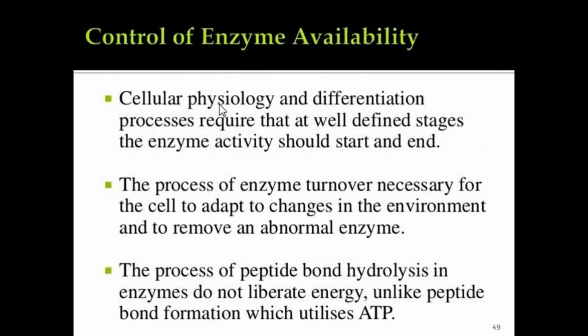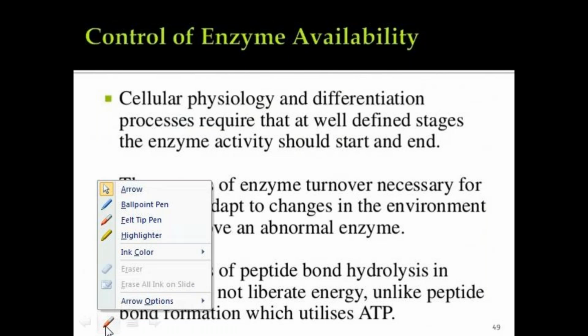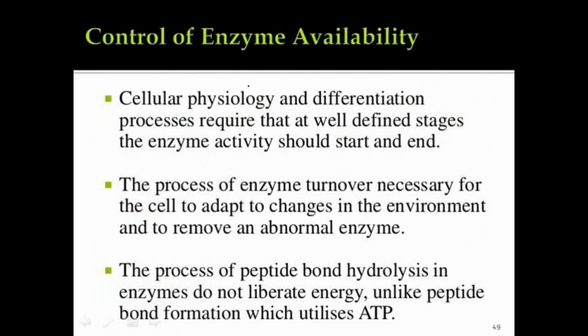And next we are going to the next type of regulation, that is the control of enzyme availability. If the enzyme is available, the metabolic pathway occurs. Whereas if the enzyme undergoes degradation, there is no activity and no metabolic pathway is occurring. Cellular physiology involves different metabolic pathways and differentiation processes, and these require the enzyme at different steps, at the starting, the ending, or different stages, for the metabolic pathway to occur. Okay, and that brings us to the process of enzyme turnover.